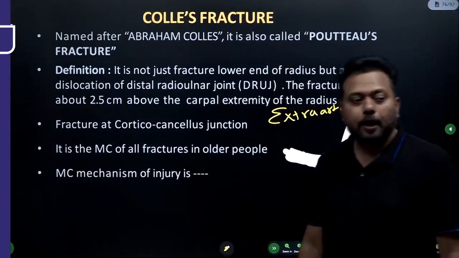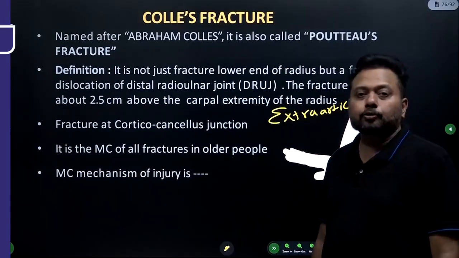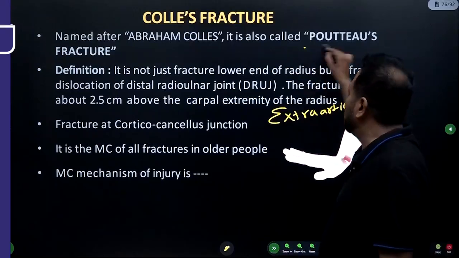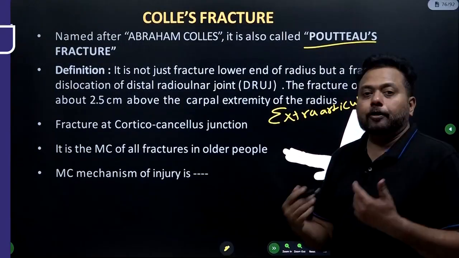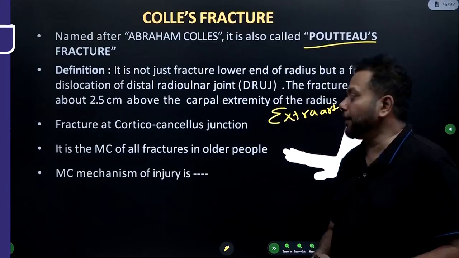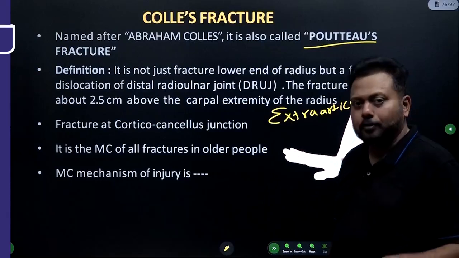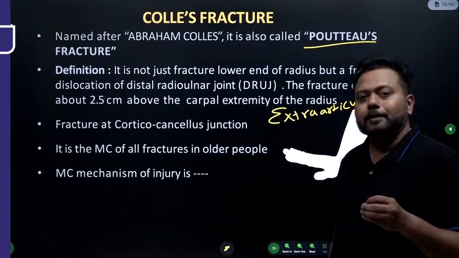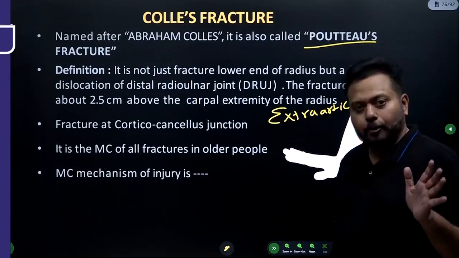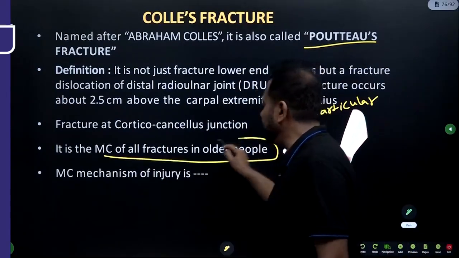This was first demonstrated by the great Sir Abraham Colles, but he used to call this fracture Pouteau's fracture, the old name for Colles fracture. After the demise of Sir Abraham Colles, we are calling this Colles fracture in memory of him. The fracture happens in the corticomedullary junction and it's extra-articular, so it heals best with conservative management, and it's the most common fracture of the elderly.